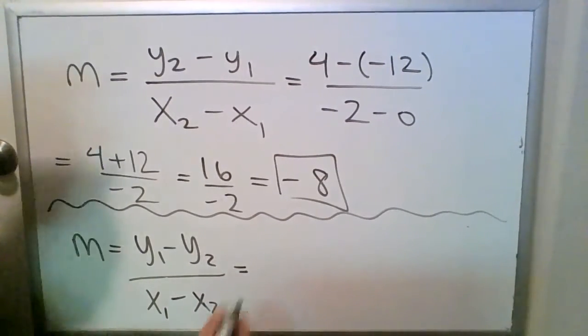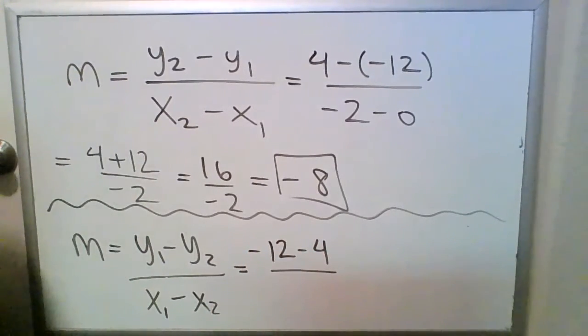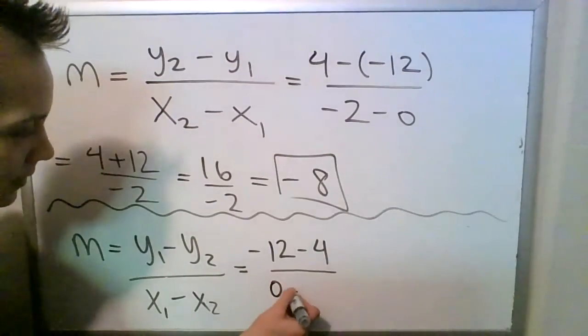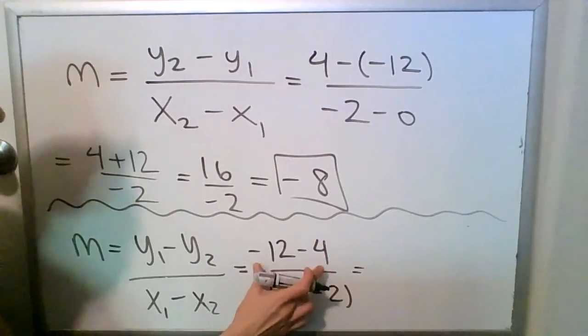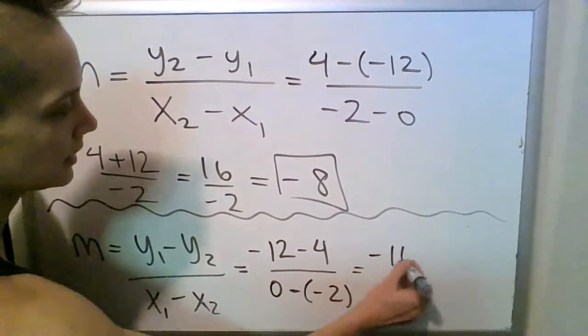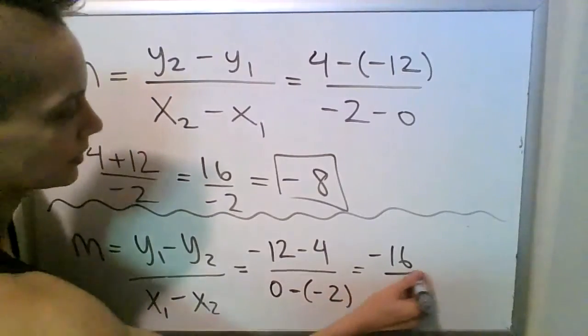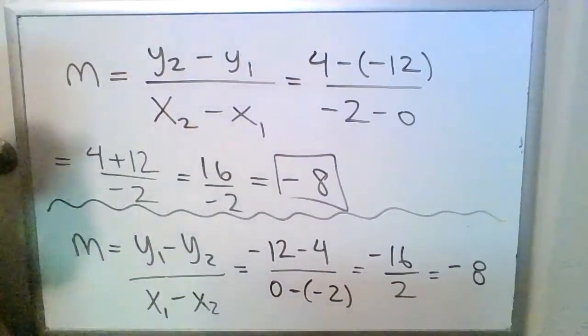Okay, that would make it -12 minus 4. Then we're going to take 0 minus -2. 12, 13, 14, 15, 16, positive 6. Wait, it's -16, -12, and then even more, -16 over that positive 2. It's negative still, and then an 8. So it checks out.